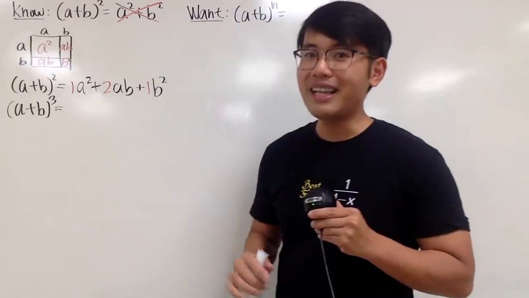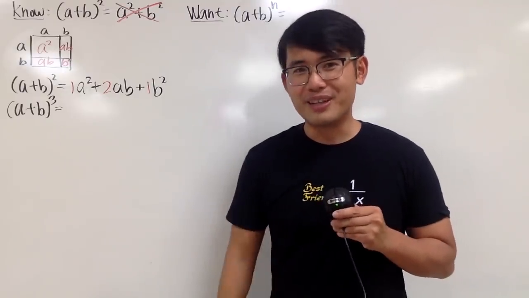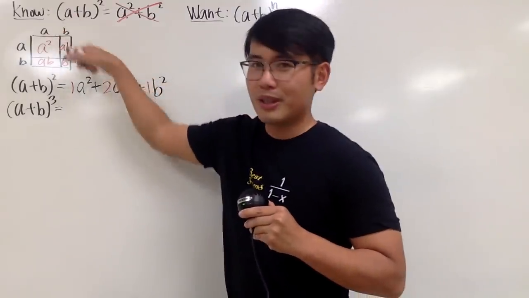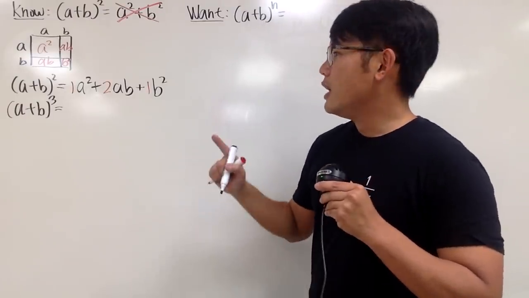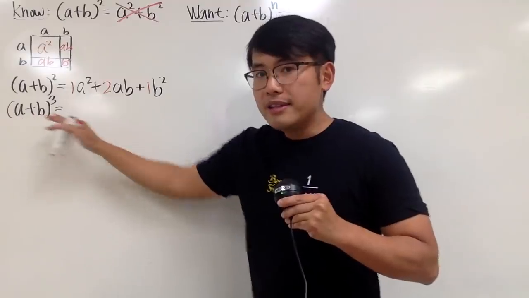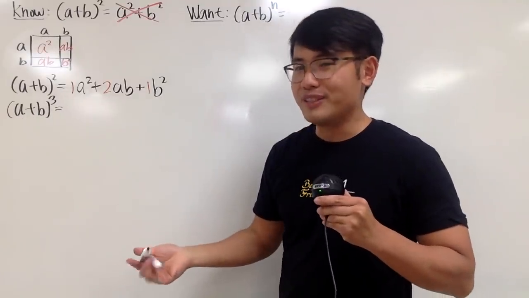But I'm not going to draw that. I will just do this algebraically for you guys, okay? So draw the cube, like the 3D version, on your own. And you cut, cut, cut, cut on your own, right? But you can also write this down 3 times and just multiply out everything if you would like.